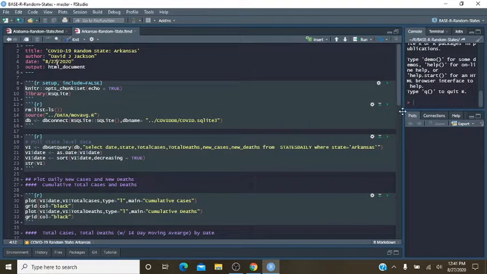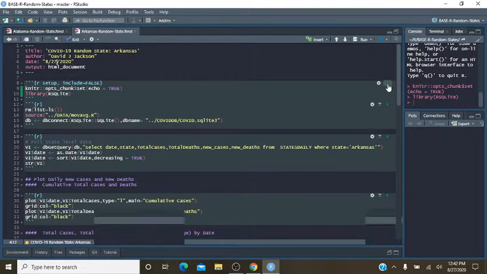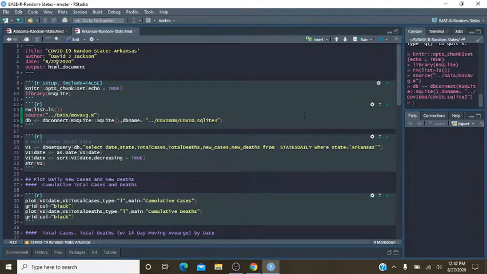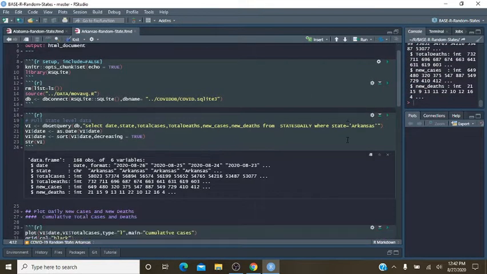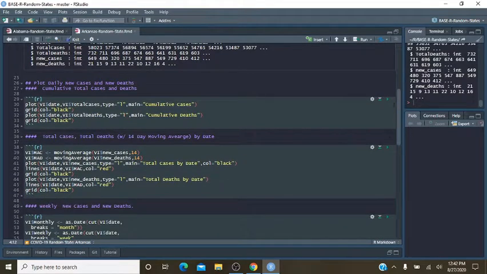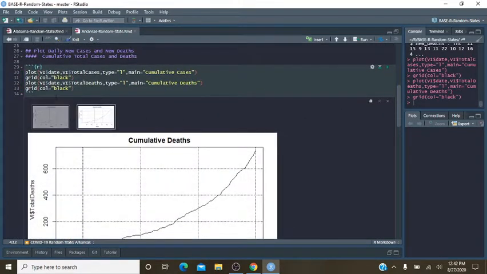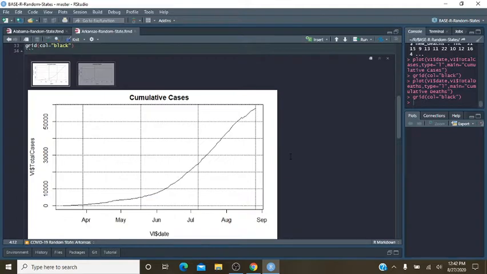Okay, so let's just do a little rundown here. Once again, this is the random states challenge. We randomly selected Arkansas as the state for today. So let's load our database library. Let's connect to our database. Let's select the Arkansas data. Let's do a quick plot of the cumulative totals for Arkansas.